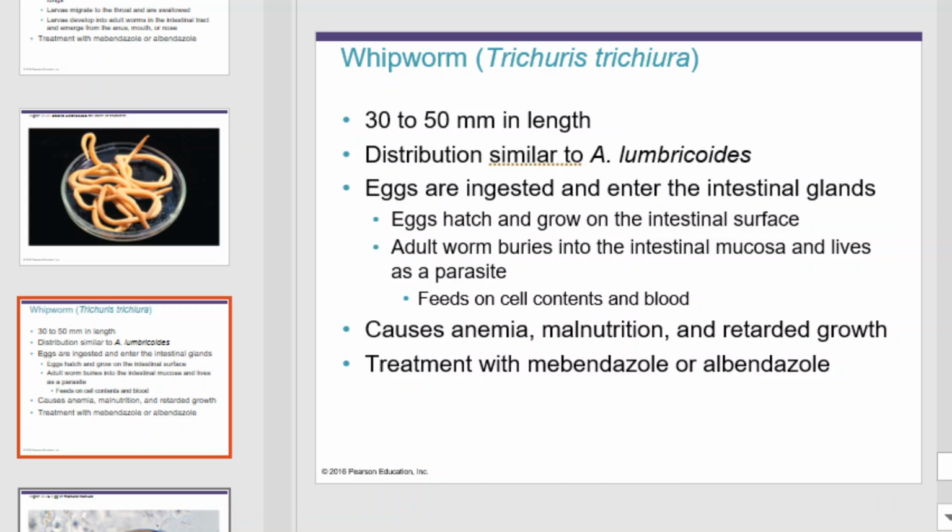Whipworm. Whipworm is a worm that can be 30 to 50 millimeters in length. Its distribution is similar to A. lumbricoides. The eggs are ingested and enter the intestinal glands. They hatch out and grow into the intestinal surface. The adult worm buries into the intestinal mucosa and lives as a parasite, and it feeds on cell constituents in blood. It can cause anemia, malnutrition, and retard growth. Treatment, again, is with mebendazole and albendazole.